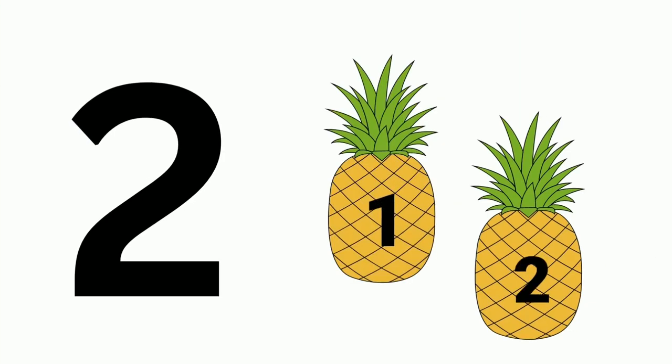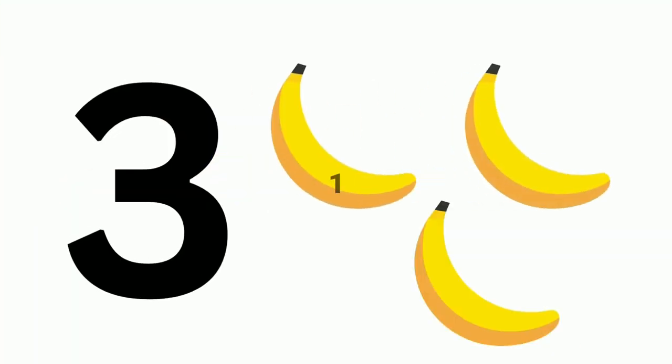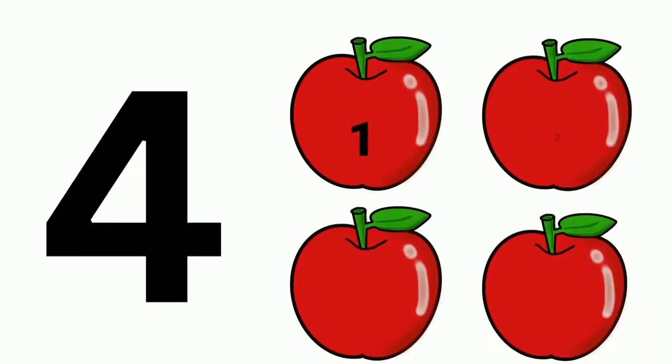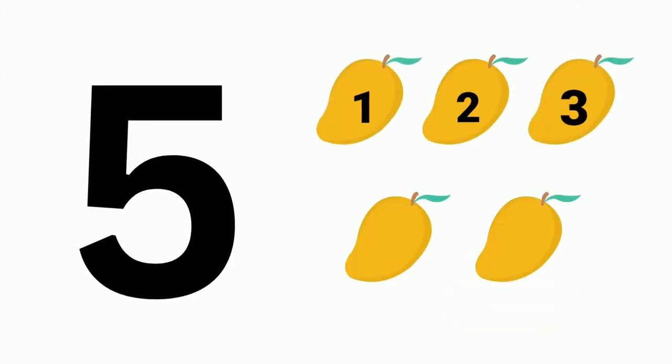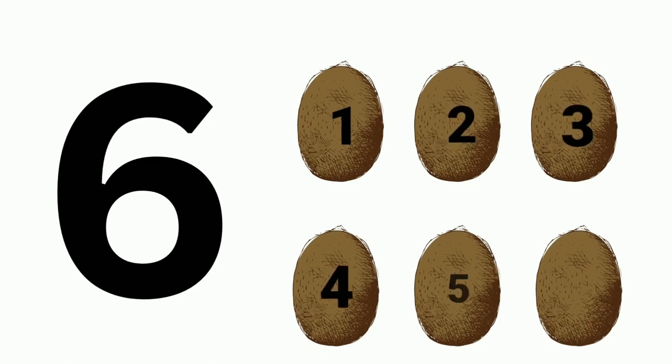1. Watermelon. 1, 2, 2 pineapples. 1, 2, 3, 3 bananas. 1, 2, 3, 4, 4 apples. 1, 2, 3, 4, 5, 5 mangoes. 1, 2, 3, 4, 5, 6, 6 kiwis.